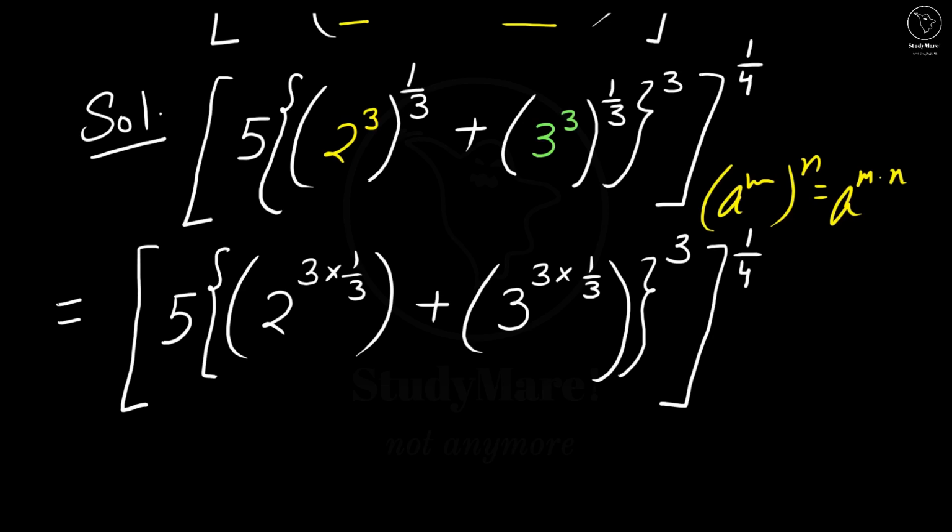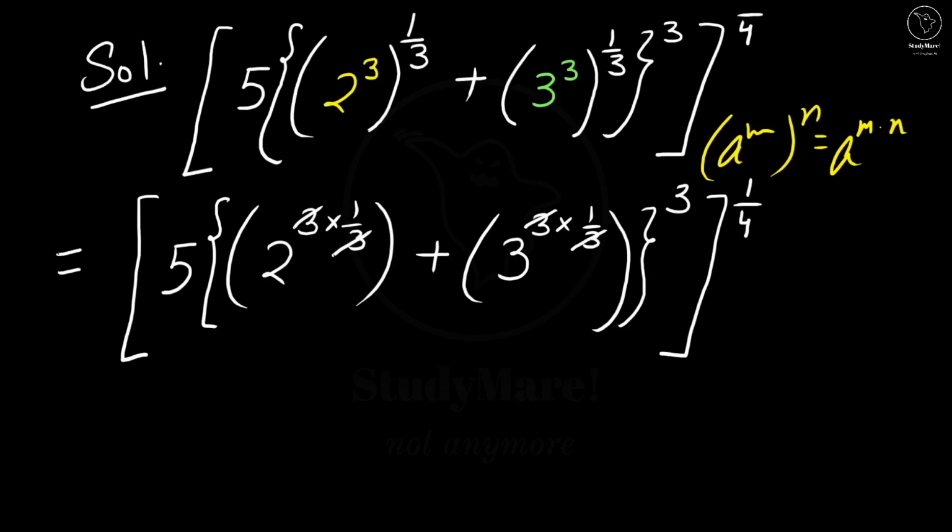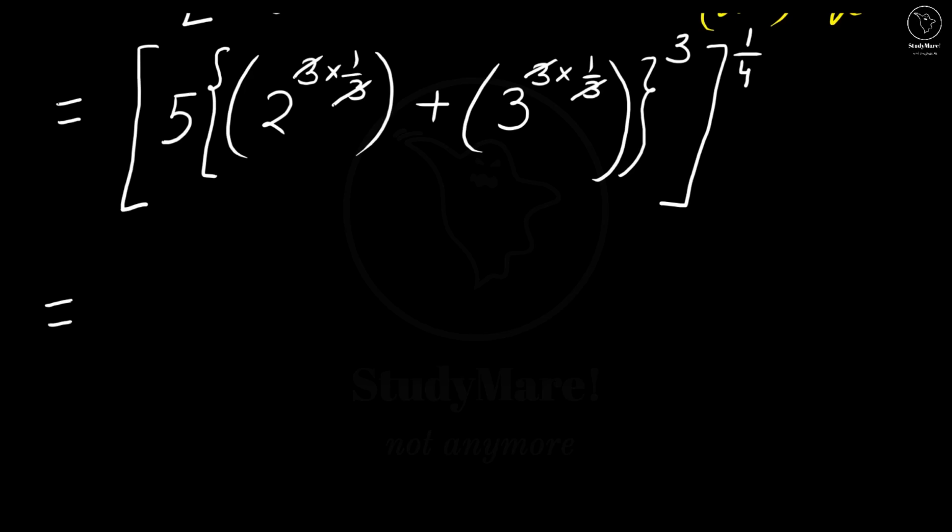Now here if you see, 3 cancels out 3, here also 3 cancels out 3, thus reducing it extremely. In the next step, we get 5, 2, because here we have 3 into 1 by 3 which is cancelled out, so we have 1, so it can be written as 2.